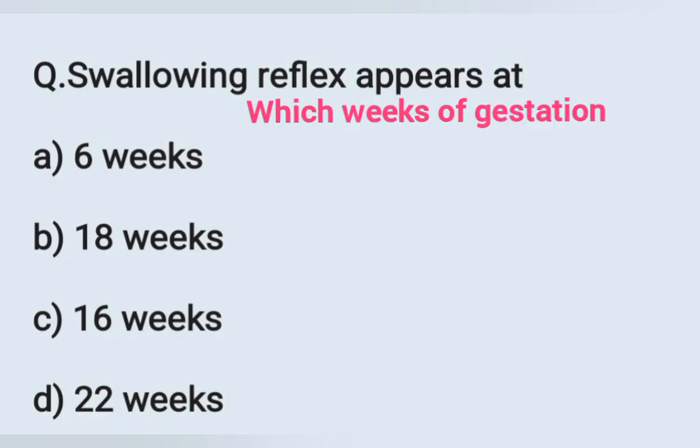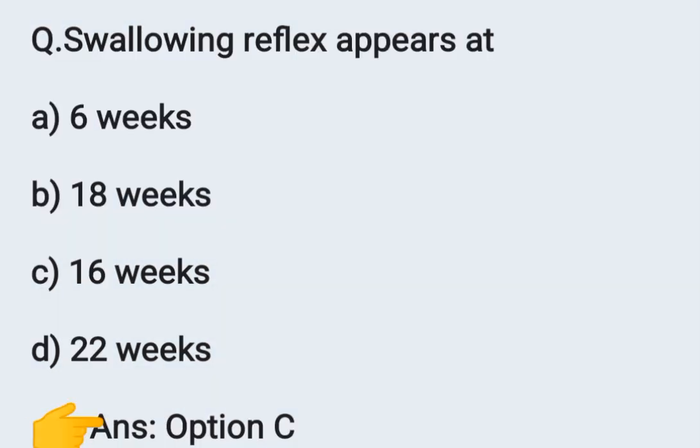The swallowing reflex appears at options. Option A 6 weeks, option B 18 weeks, option C 16 weeks, option D 22 weeks. Here our question is at which week of gestation the swallowing reflex appears. Okay, it is at about 16 weeks of gestation. So option C is the correct answer. On to the next question.